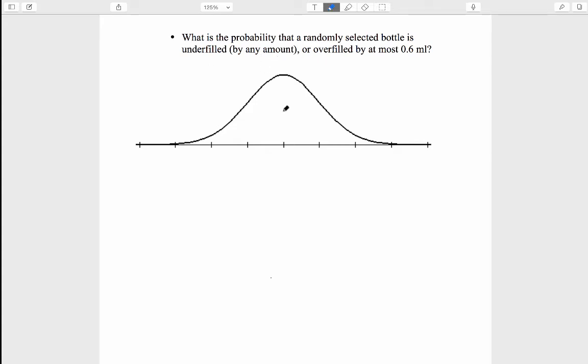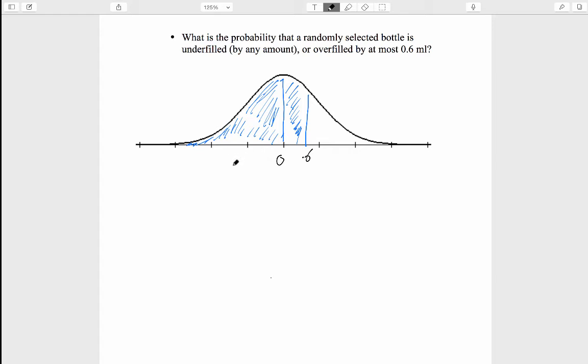The shaded region to the left of the mean is actually everything to the left of the mean. Everything to the left of 0 is going to get shaded in here. That's the significance of underfilled by any amount. Then to the right of the mean, we're including all those bottles that are overfilled, but overfilled by not that much. Overfilled by at most 0.6 milliliters. Our region is going to end at 0.6 and shade in everything up to 0.6.